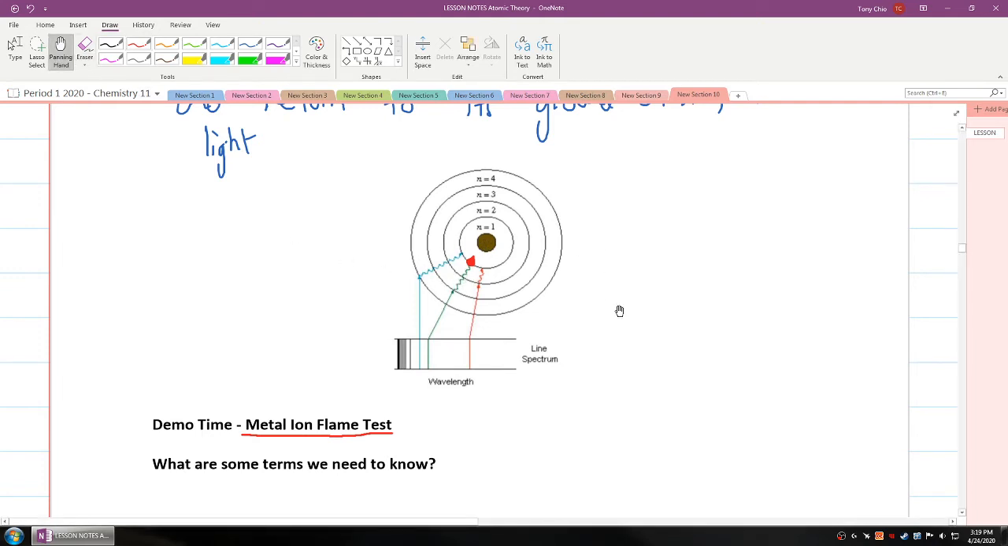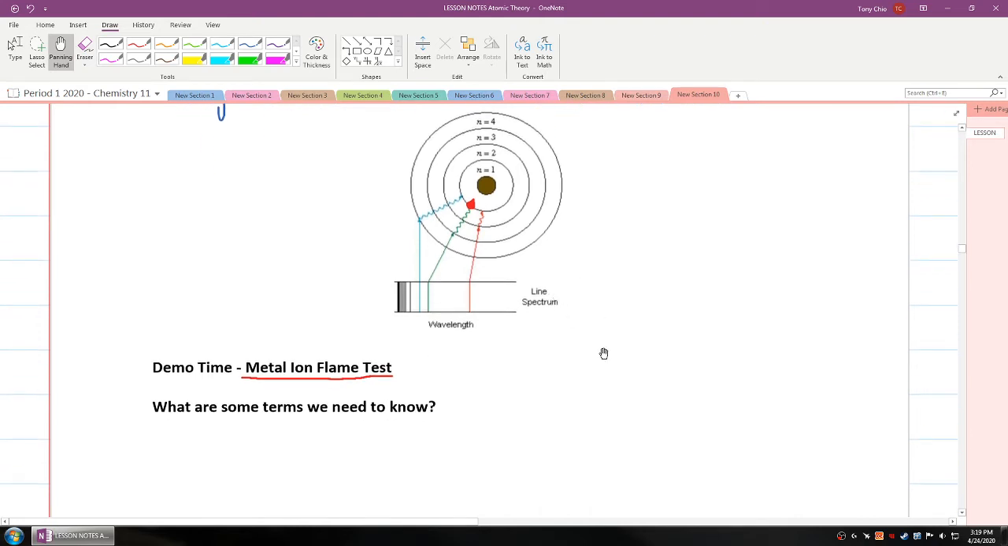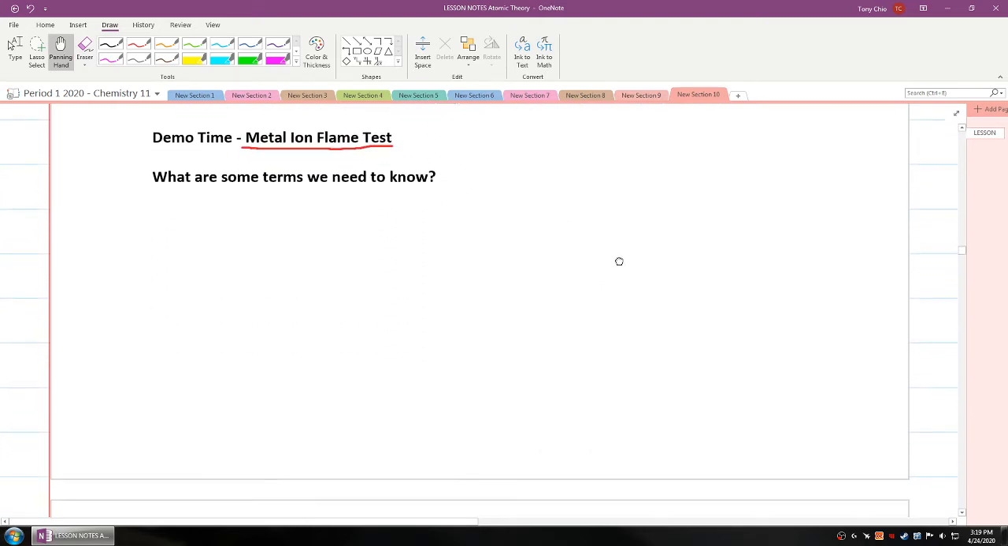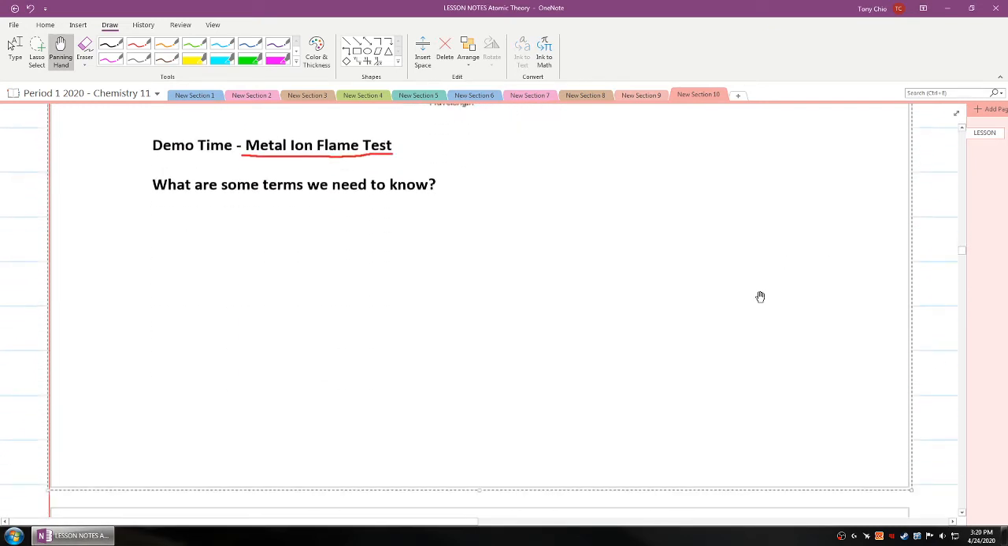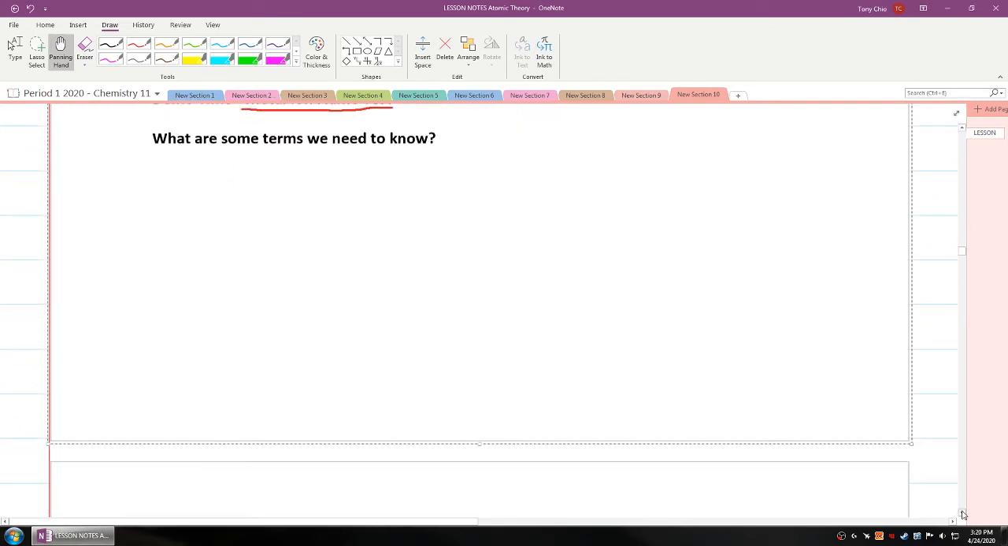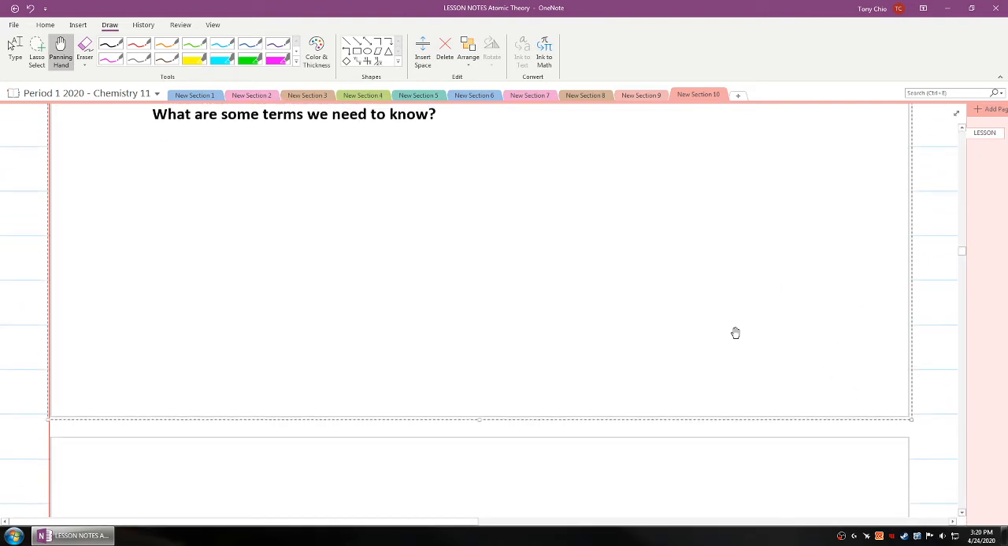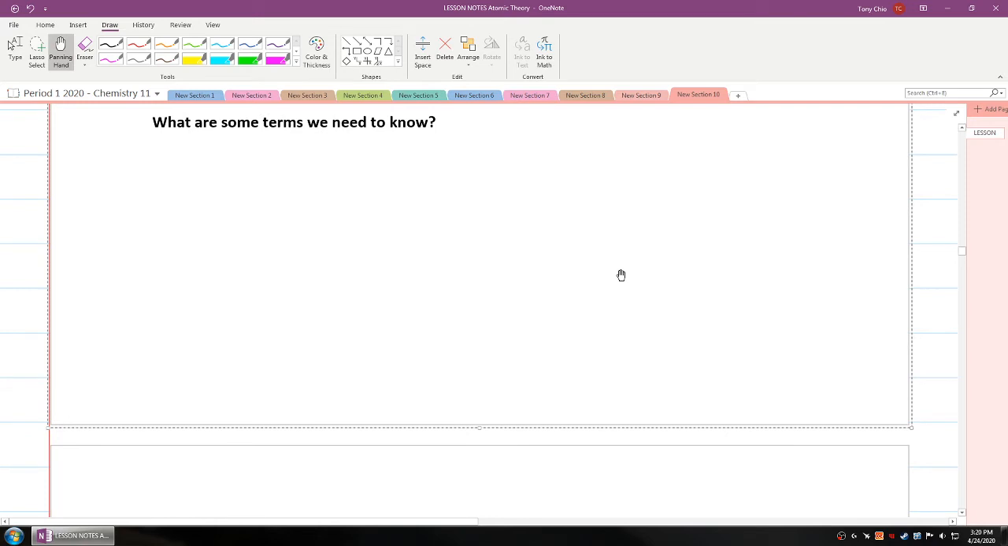Now, what are some terms we need to know to progress into the rest of this lesson? Well, one of the key things is we're now going to move out of this Bohr model system of looking at atoms. We're going to enter another way of looking at atoms. Now, this may look confusing when we jump into it, but we don't have to memorize what they look like, we just have to know that they do exist. Okay, so the first thing we need to know is what we call an energy level.